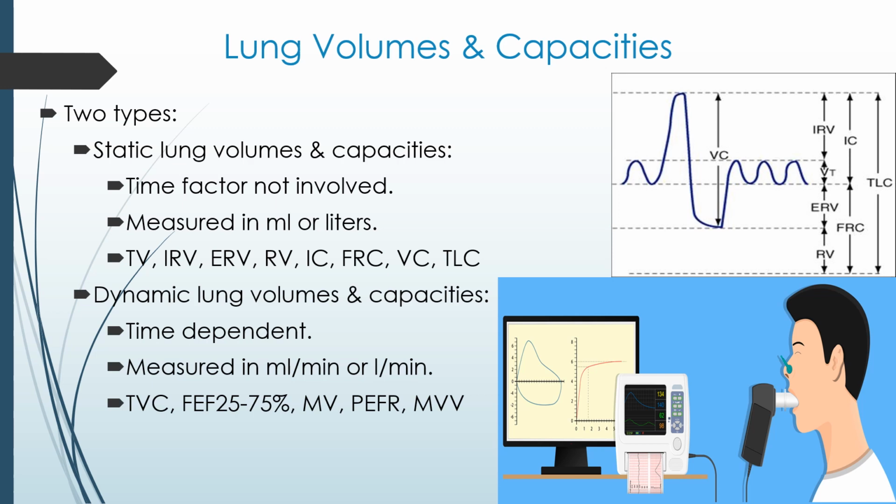Dynamic lung volumes and capacities are all time dependent. That is the difference between the static and the dynamic lung volumes and capacities. They are also measured in milliliters in relationship with time, or in liters per minute, and most of these can be measured by spirometry, except some. We will discuss what they are.